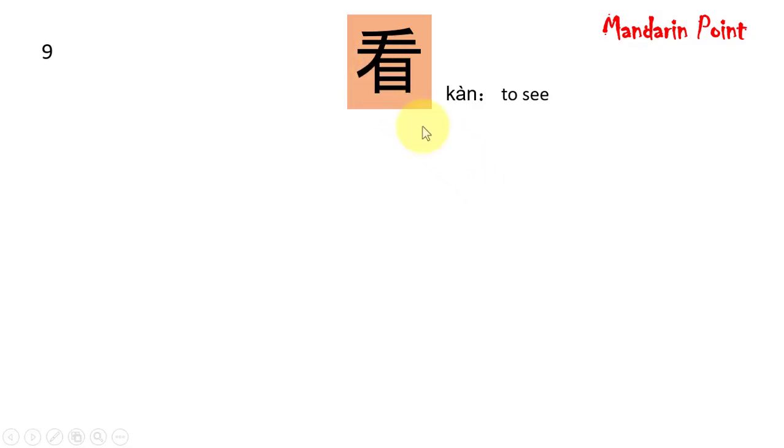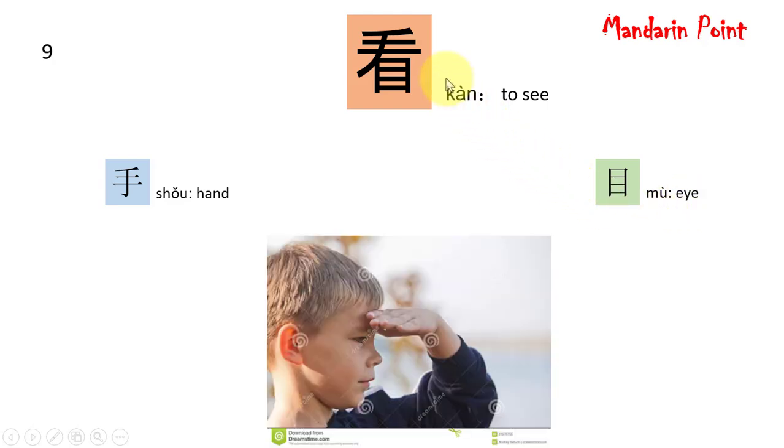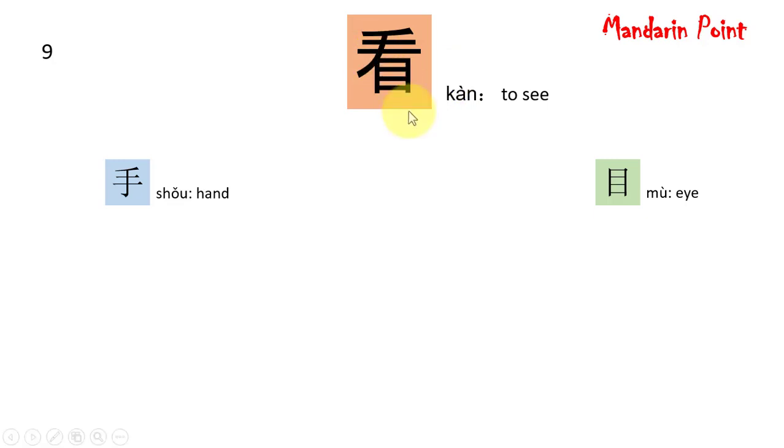Kan, to see. At the top of it, it is shou, which means hand, and at the bottom side it is mu, which is eye. So a hand over the eyes is used for looking at something which is at a distance. So kan means to see.